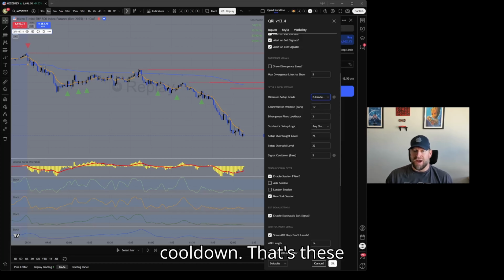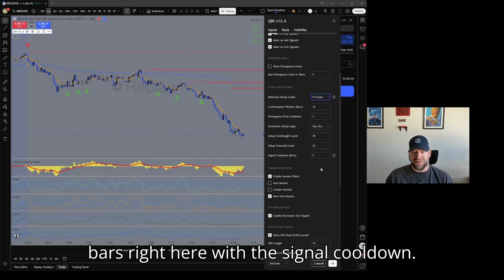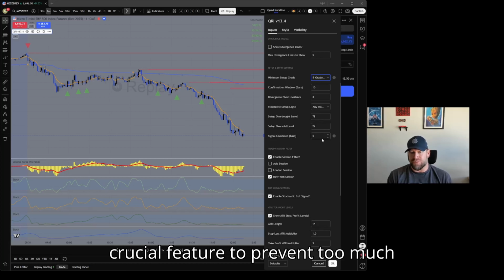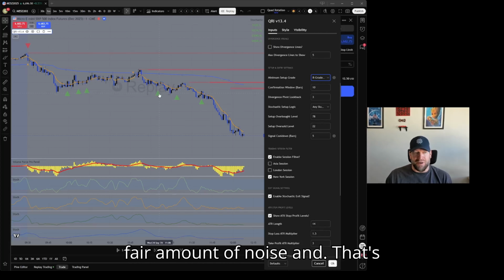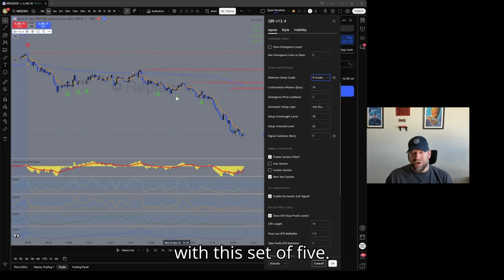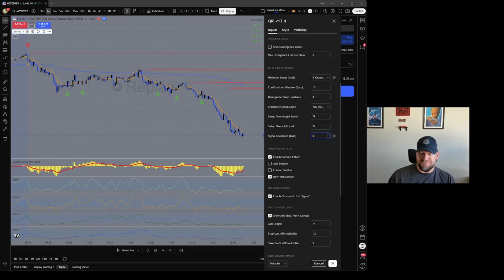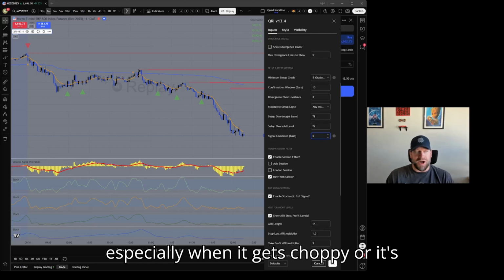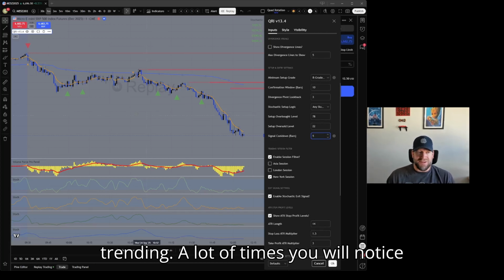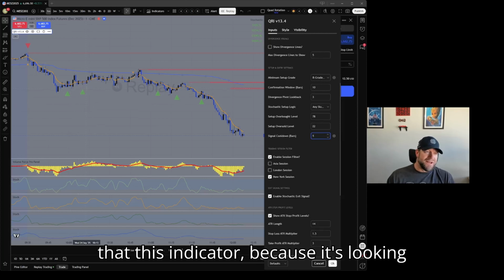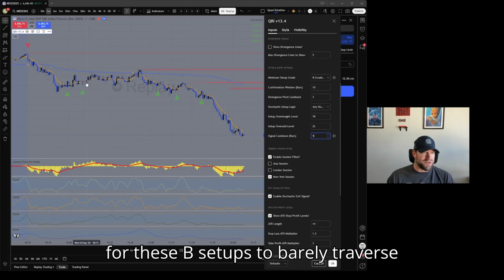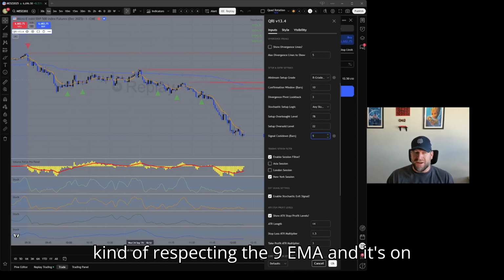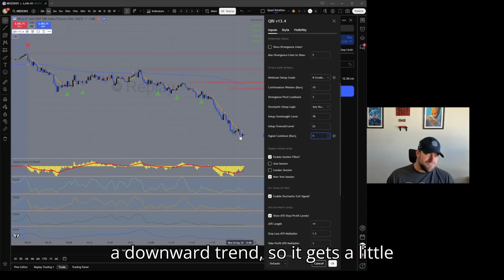Signal cooldown, that's these bars right here. I have this set to 5, but this is a crucial feature to prevent too much noise. You can see that we're getting a fair amount of noise, and that's with it set at 5. So I leave mine typically at 5. It's one of those ways to prevent you from getting chopped up in the market, especially when it gets choppy or it's trending. A lot of times you will notice that this indicator, because it's looking for these B setups to barely traverse over the 9 EMA, can get noisy, especially if it's trending. It's still kind of respecting the 9 EMA and it's on a downward trend, so it gets a little noisy.